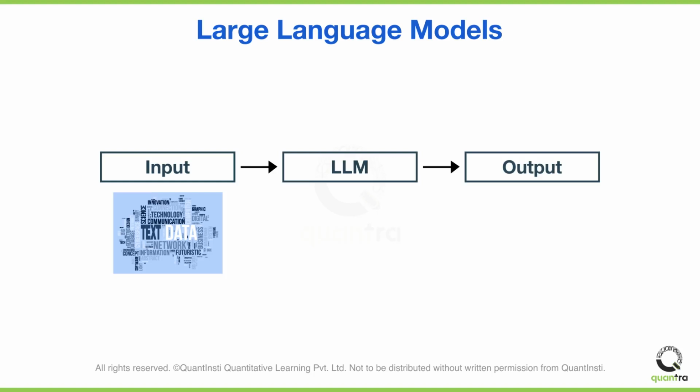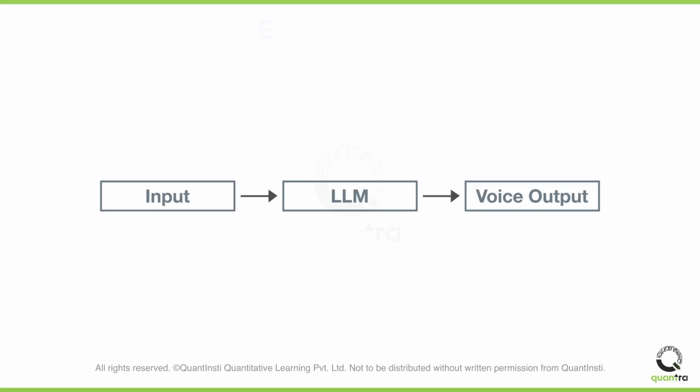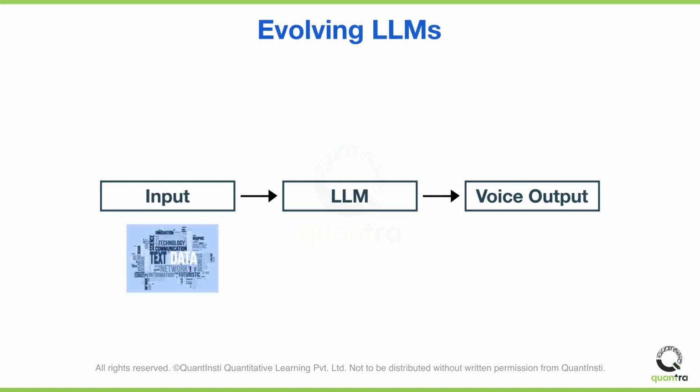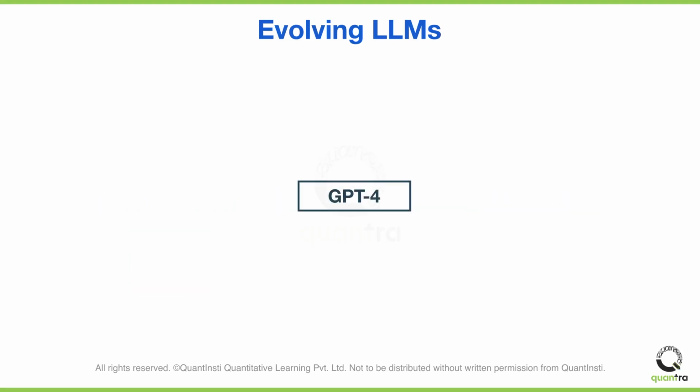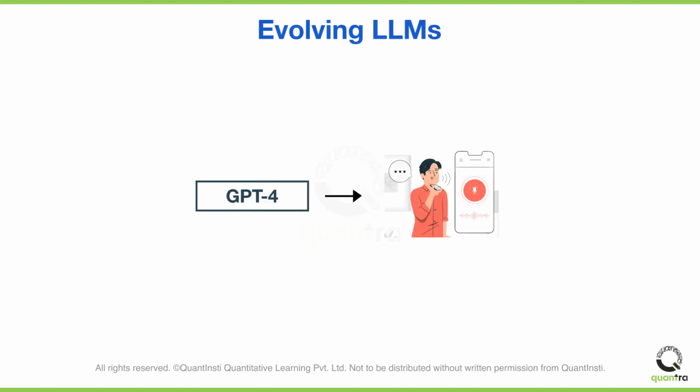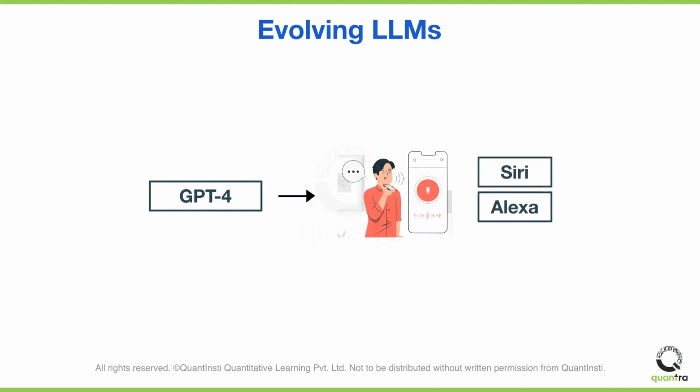These models are evolving quickly too. For example, models like GPT, which could only take text as input earlier, can now accept images as input. That's because it's not only trained on textual data, it's been trained on visual data too. Not just that, GPT-4 can also generate voice output now. And because of that, it is now competing with voice assistants like Siri and Alexa.